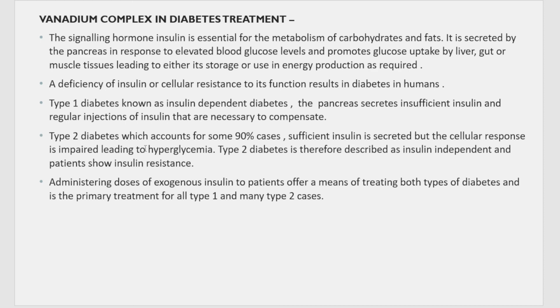And there's one more type of diabetes, which is seen in 90% of cases, wherein the pancreas secretes insulin, but the cell is not able to take up this insulin. So cellular response is impaired. This is called hyperglycemia. This is type 2 diabetes. In both cases, the patient needs treatment, that is, exogenous insulin is given.